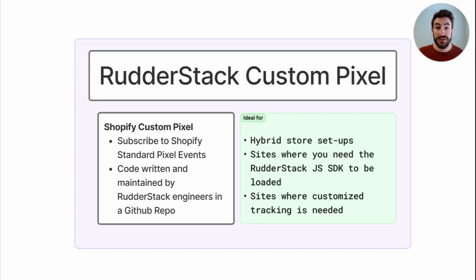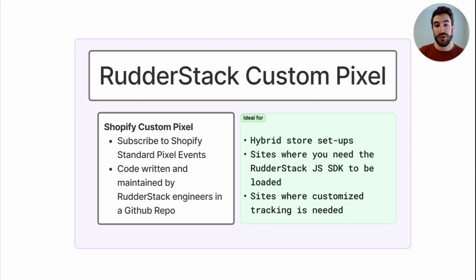The next approach we'll talk about is RudderStack's Custom Pixel. RudderStack has written a custom pixel that is hosted in our GitHub repository. You can take this code and insert it into a custom pixel onto your Shopify store. This custom pixel will subscribe you to Shopify's standard pixel events and trigger RudderStack events to a RudderStack source. Because it leverages Shopify's custom pixel product, there are more permissions to allow the RudderStack JavaScript SDK to actually be loaded onto your Shopify store.